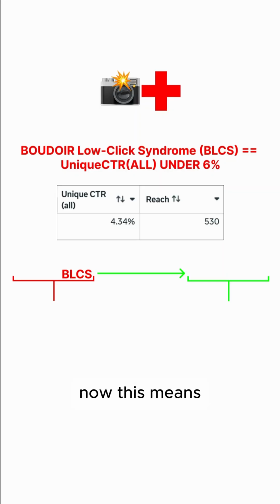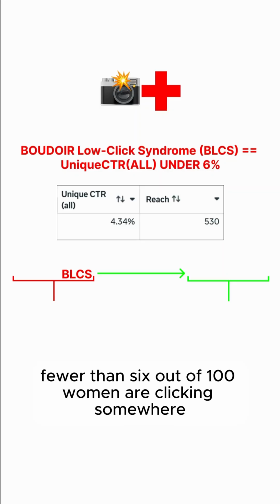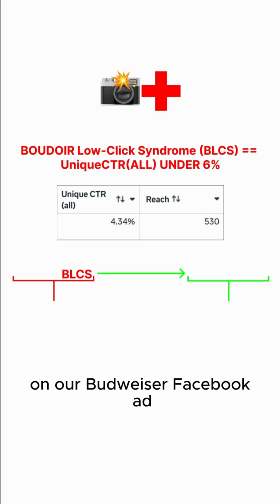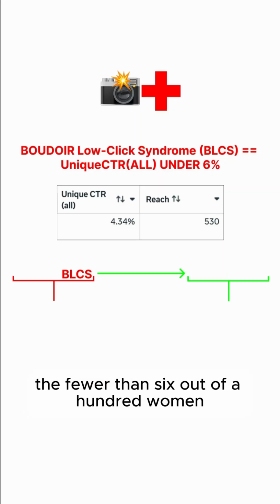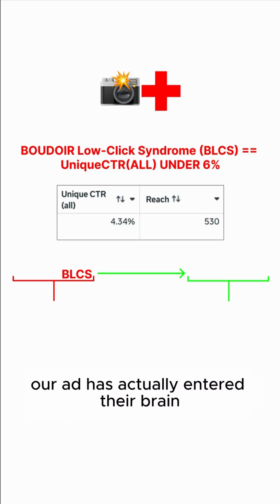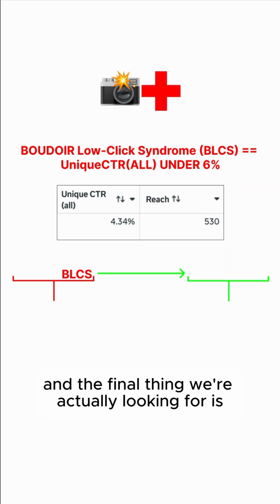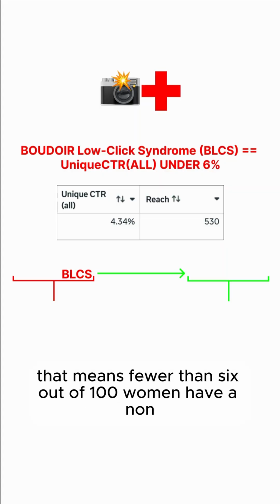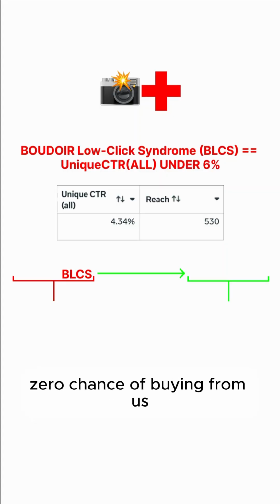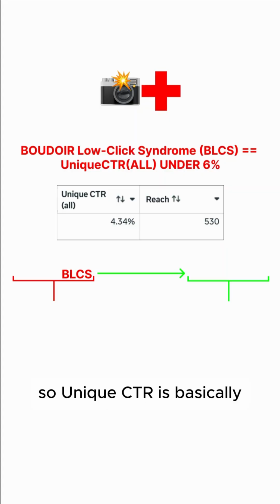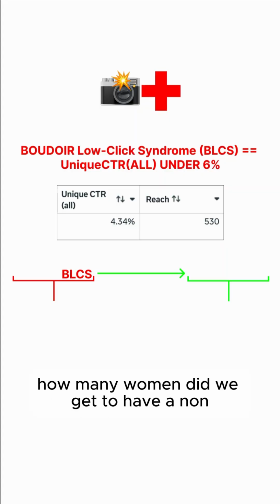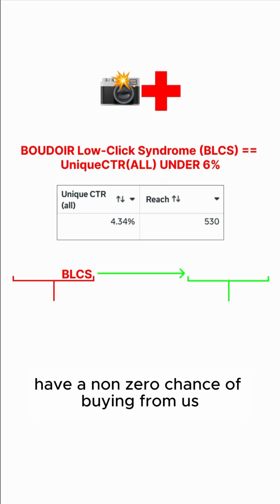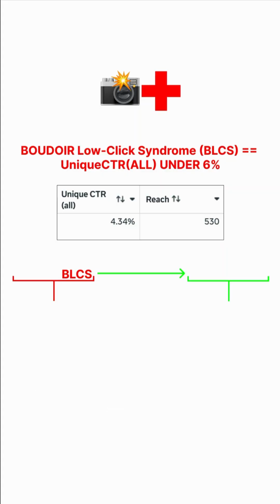Now, this means fewer than 6 out of 100 women are clicking somewhere on our Boudoir Facebook ad, which means when they do that, our ad has actually entered their brain. And the final thing we're looking for is that fewer than 6 out of 100 women have a non-zero chance of buying from us. So unique CTR all is basically how many women out of 100 did we get to have a non-zero chance of buying from us. That's literally what it is.